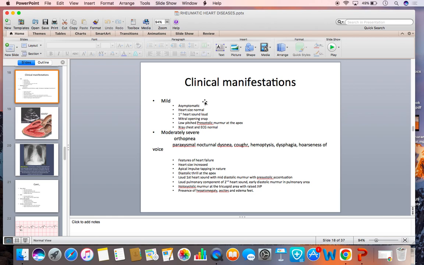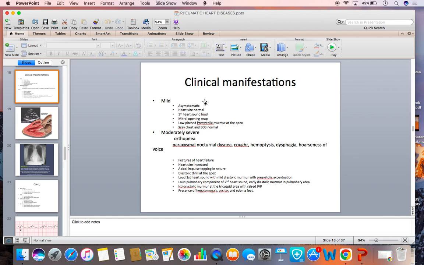Then you'll hear the low pitched presystolic murmur at the apex, right? That is because of the turbulence generated in the narrowed valve leaflets during atrial contraction, that occurs in the end diastolic phase of the left ventricle.